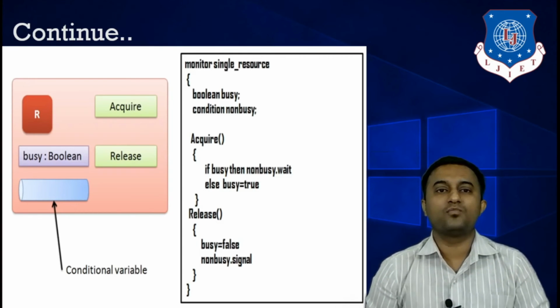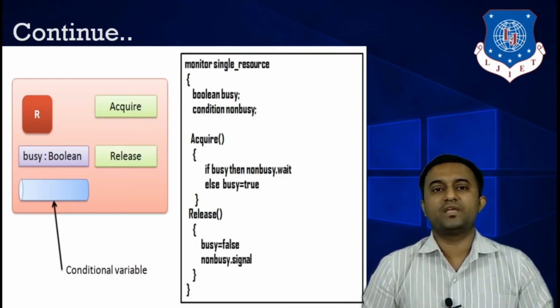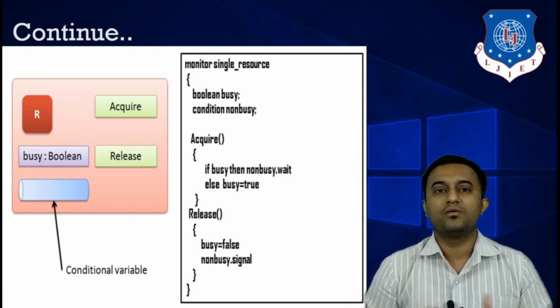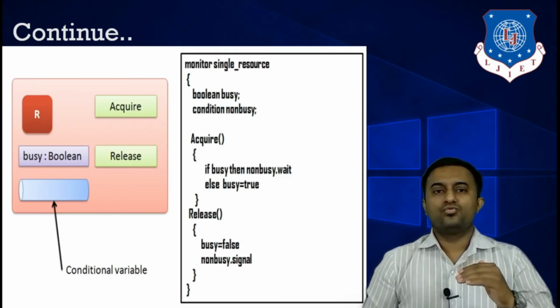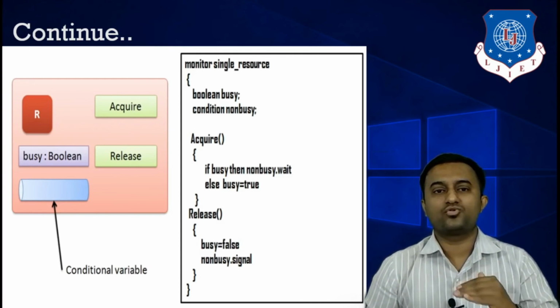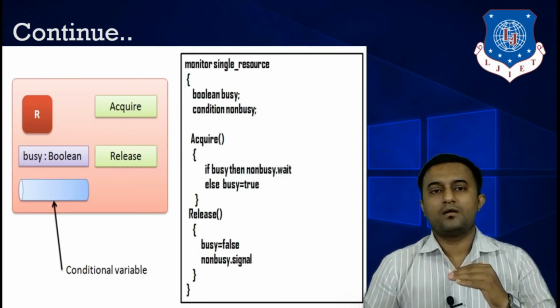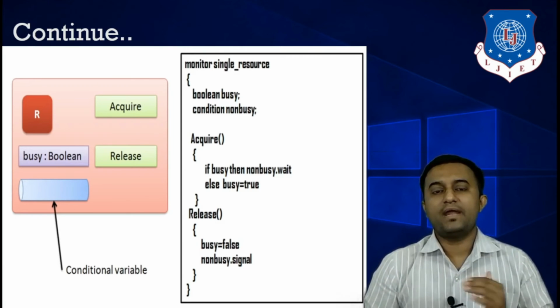Okay, and one more condition variable we have taken. So what is the name of the conditional variable? Non-busy. Okay, it is nothing but non-busy. Okay, now there are two operations or two procedures we have discussed over here: acquire and release.